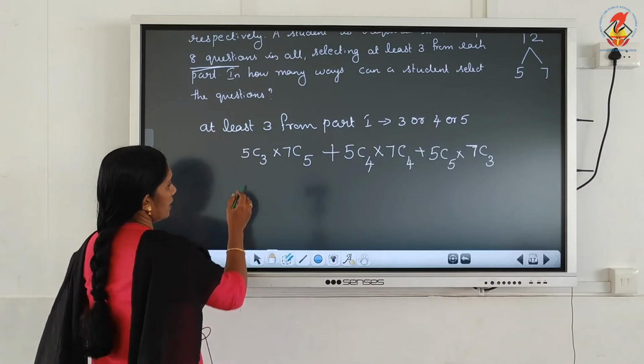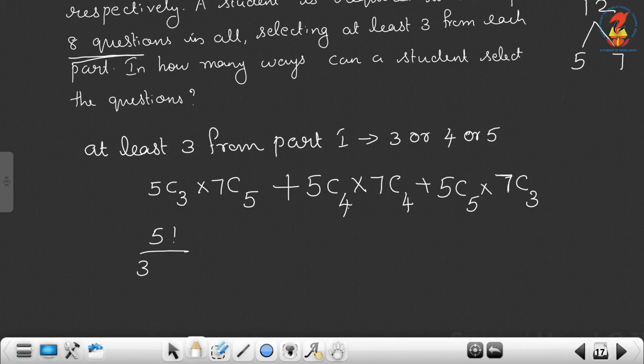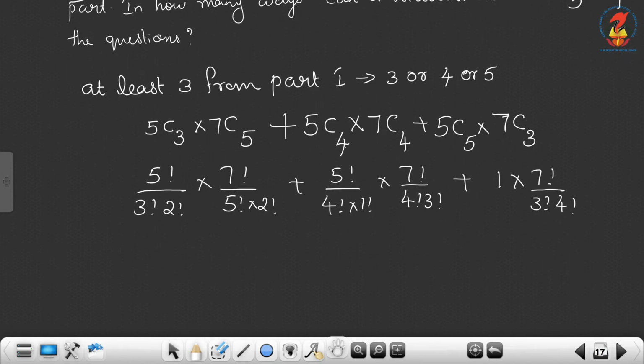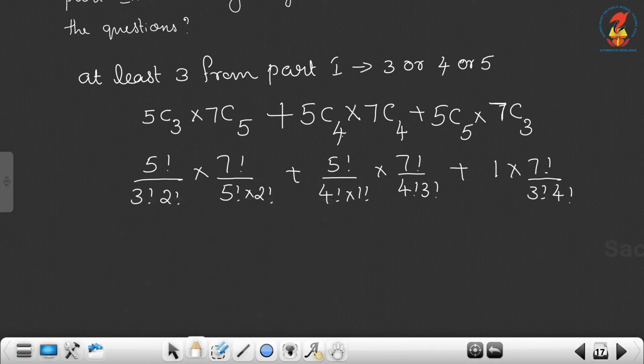So what is 5C3? 5 factorial by 3 factorial and 2 factorial, into 7C5, 7 factorial by 5 factorial into 2 factorial, plus 5C4 into 1, into 7C4, 7 factorial by 4 factorial, 3 factorial, plus 5C5, which is 1, nCn is 1, into 7C3, 7 factorial by 3 factorial, 4 factorial.